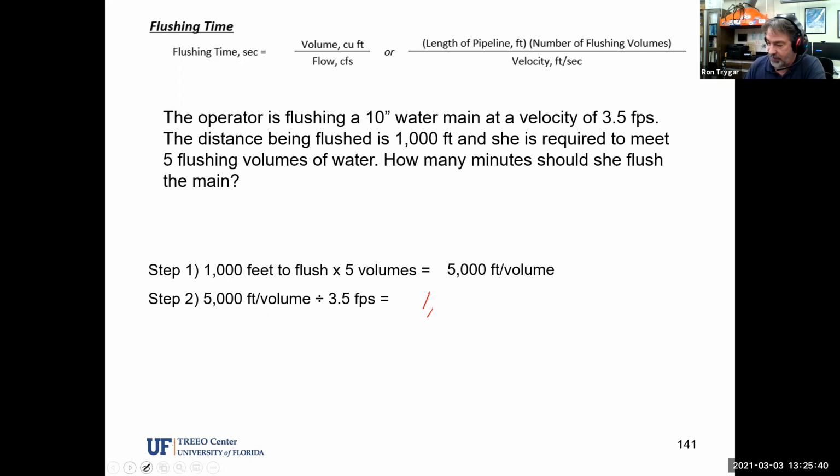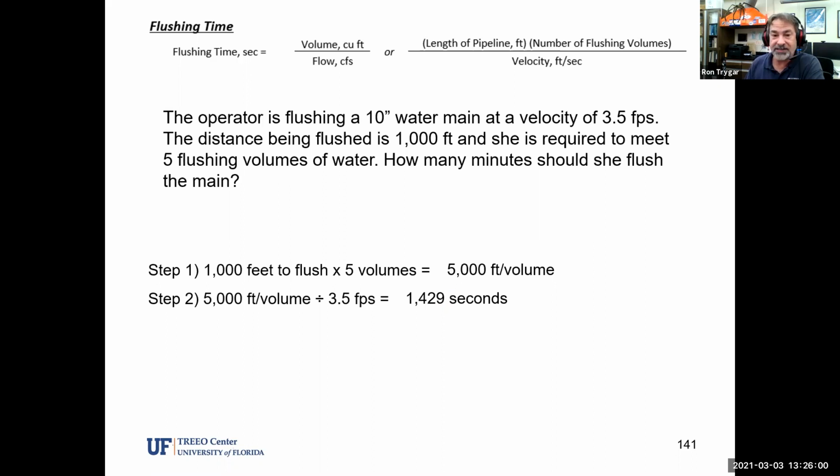Let's see if we have it coming up on the screen here, because I'm just going to end up having to erase it. So let's do this. And we're going to come up with 1,429. And that's what I have on my calculator. I got 1,428.57. So we're going to round a little bit here. So 1,429 seconds.